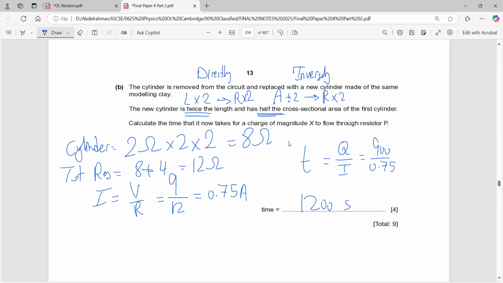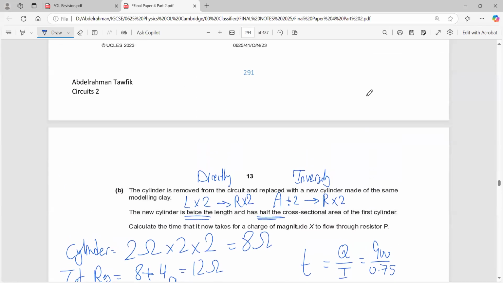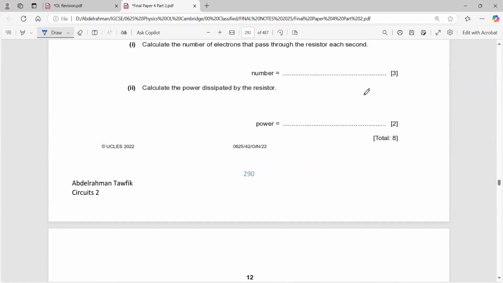Okay, so this is the total time, or the new time taken for the charge to pass through the cylinder and through the resistor. Okay. Moving on to the previous question, I mean.